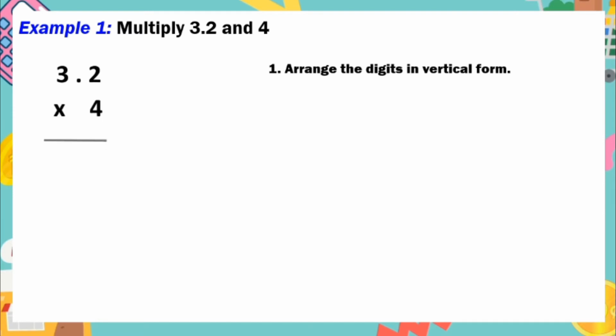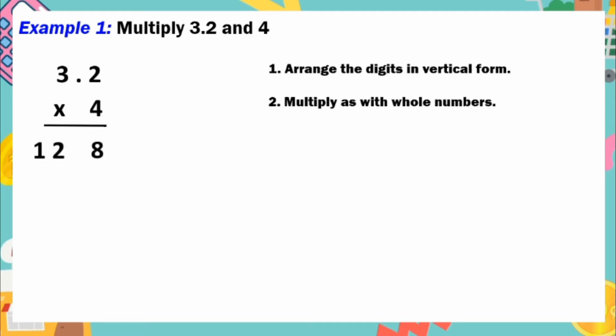Example number 1. Multiply 3 and 2/10 and 4. Step 1. Arrange the digits in vertical form. So we have 3 and 2/10 times 4. Step 2. Multiply as with whole numbers. So we have 2 times 4 is equal to 8. Then 3 times 4 equals 12.